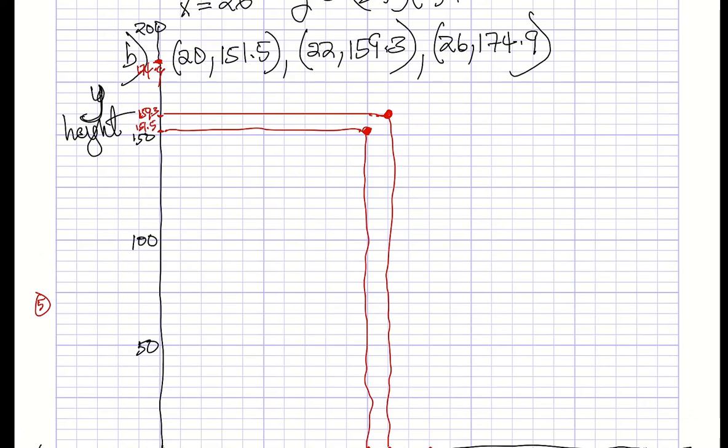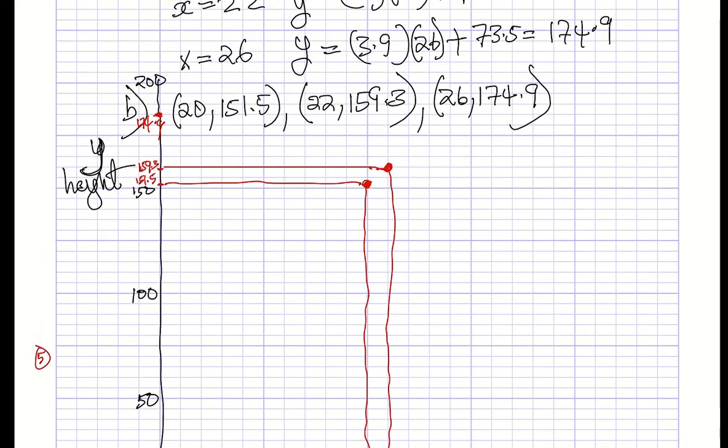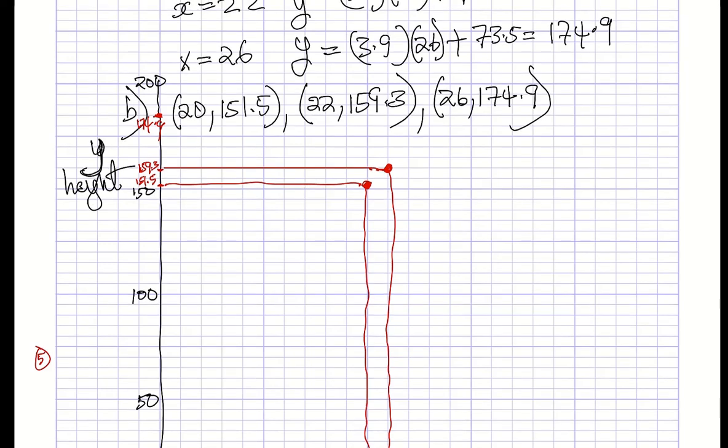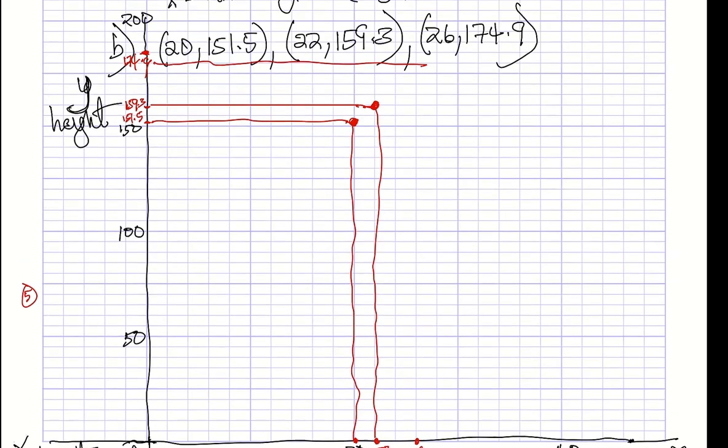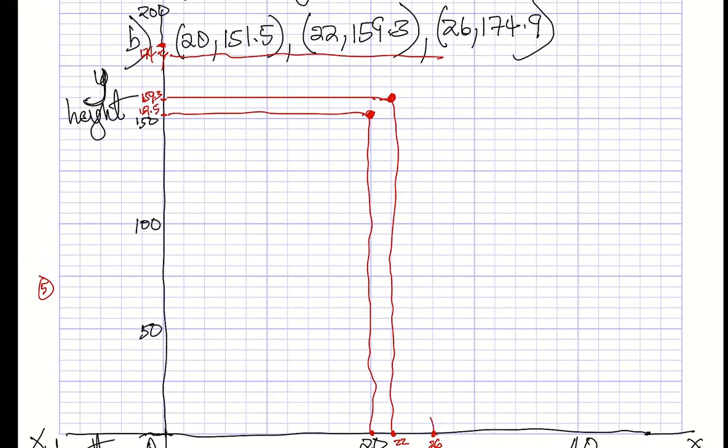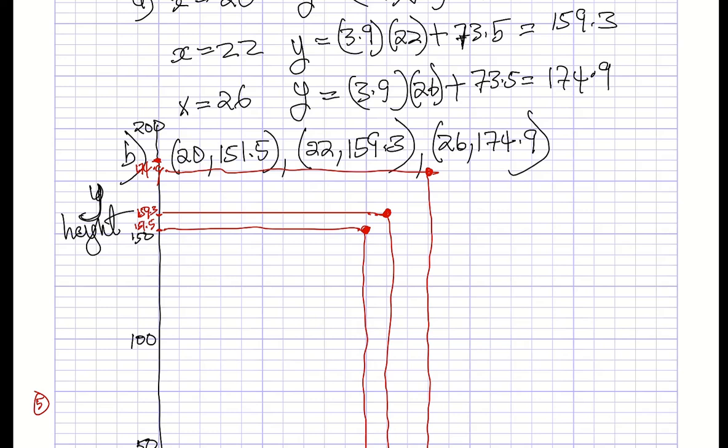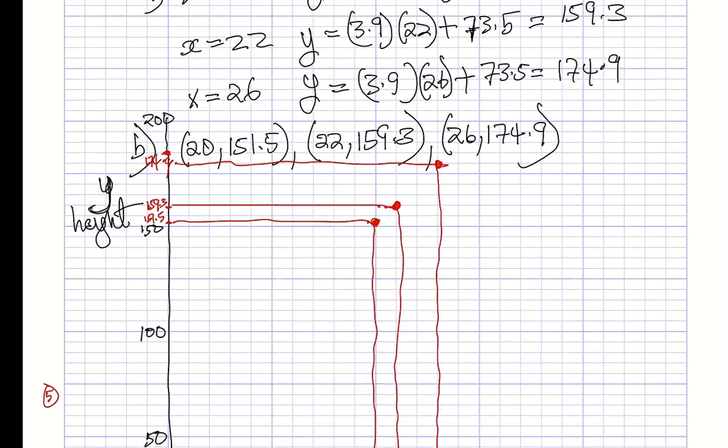And then 26 and 174.9 is somewhere there. 26 is here. I draw these lines that way I know where they cross. It helps me instead of trying to figure it out. This is an approximation, I'm using my hand to draw this. And then you put a ruler through them.